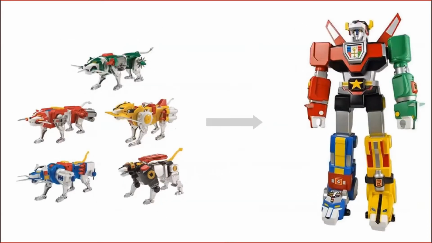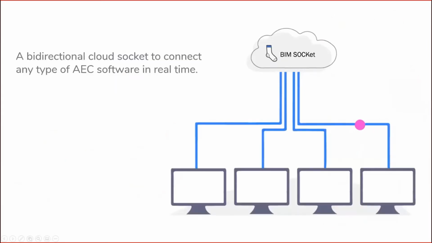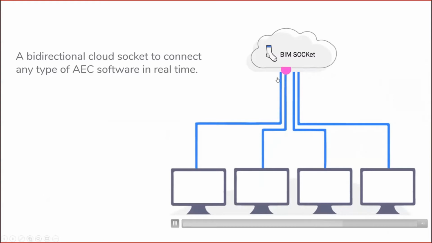And that's something that we want to fix. Instead of just having separated programs, we want to take all of them and have them connected, working as a whole. That's why we created BIM Socket. It is a bidirectional cloud socket to connect any type of AEC software in real time. How it works? Basically, you upload something and that gets replicated in the other programs as well. You just repeat the instruction again and everything gets replicated over and over again.